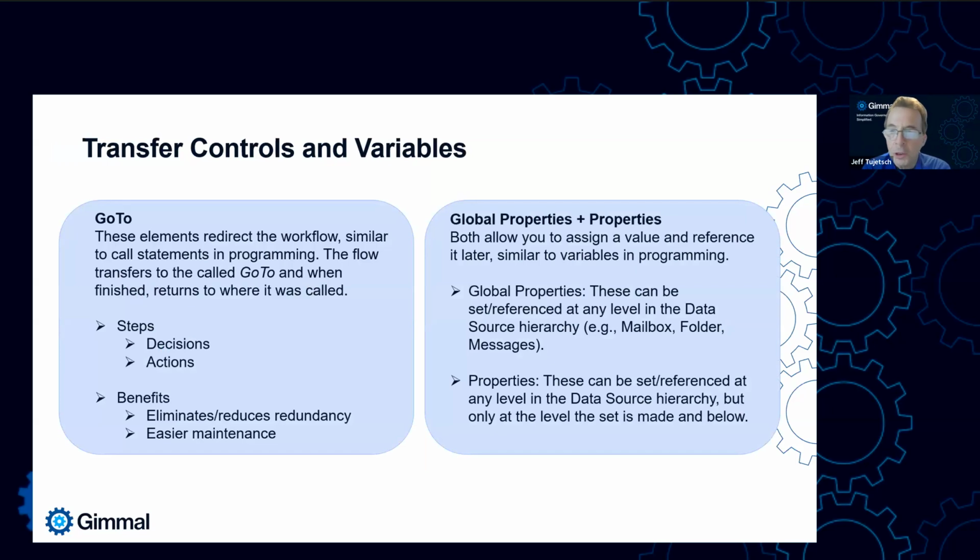So go-to. What go-to is, it actually is the ability to transfer the control of the flow within a workflow to another location, then when it's done, to come back to where it was. So basically what this does for you is, as it says here, elimination reduces your redundancy, as well as it makes it much easier to maintain the workflow because you won't have that redundancy in there. And I'm going to show you some examples of that. In fact, I have a sample workflow to give you some idea of that.